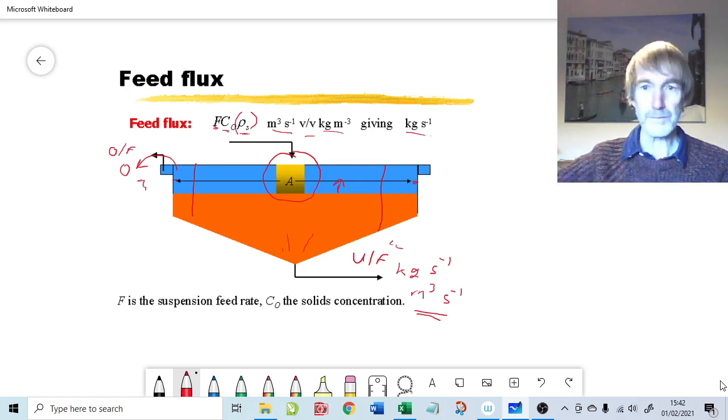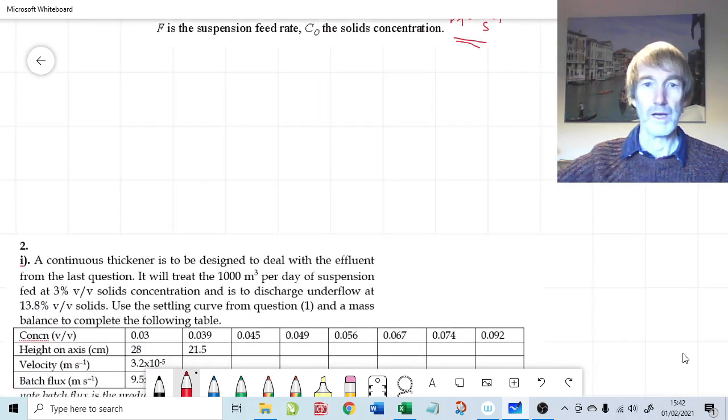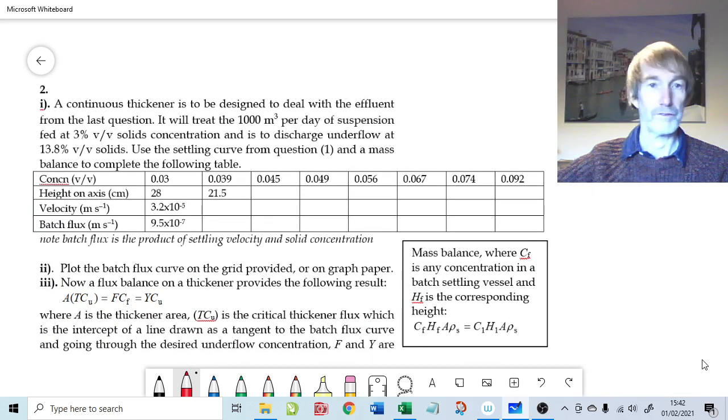Okay, so it's all about designing a continuous process with continuous feed, continuous overflow, and continuous underflow removal from the thickener. And this carries on really from the previous question 1, where we designed a batch tank to do the job of 3% suspension being added, but we discovered that a batch tank wasn't feasible. There's too much solids being added for this 3% by volume solids, and we needed to treat 1,000 meters cubed per day of suspension. They were the 2 key elements for our previous question, and it's just infeasible to actually design a batch tank to do this.